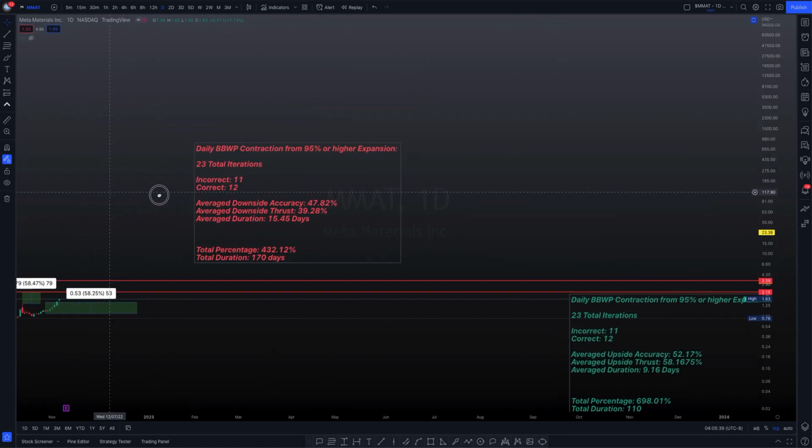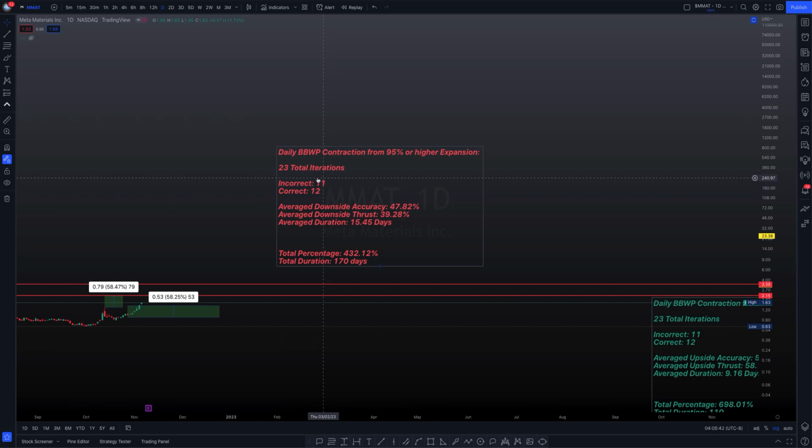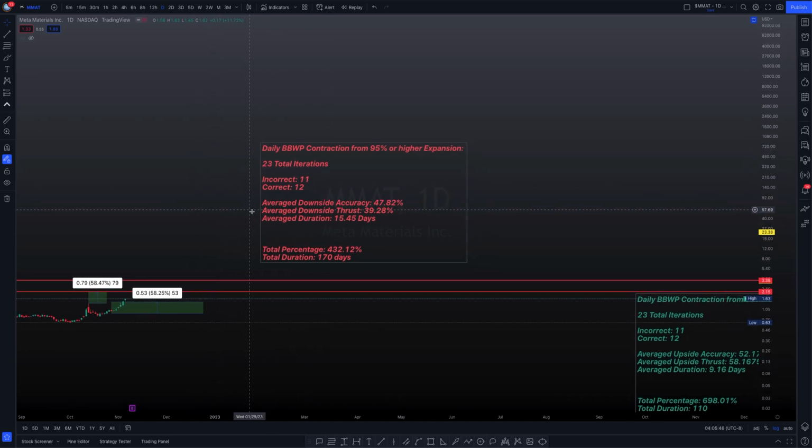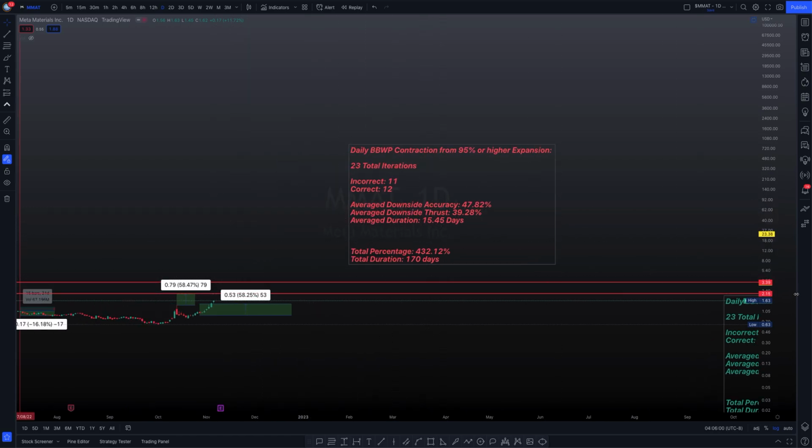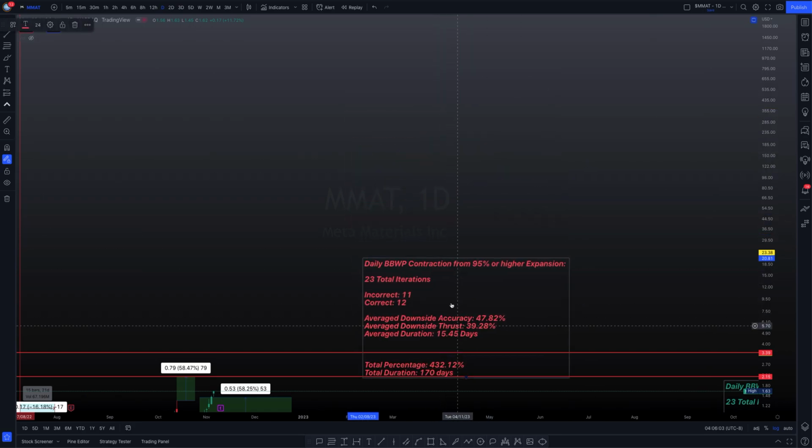So the incorrect guesses were 11 out of the 23, sorry. And that gives us an average downside accuracy of 47.82% with an average downside thrust of 39.28% over the span of just over 15 days, or just under 15 and a half days. This is proof of work. Now we can start applying that metric as well, you guys.